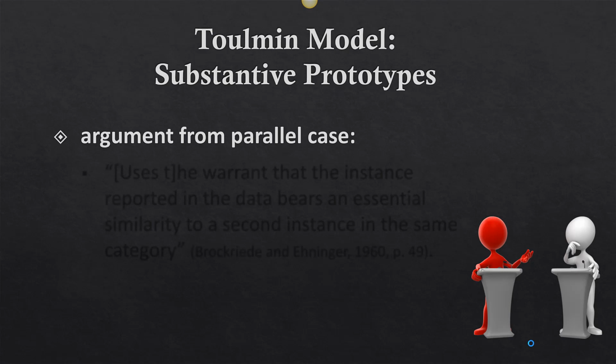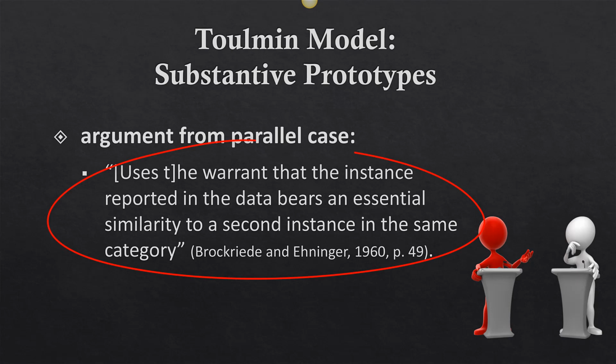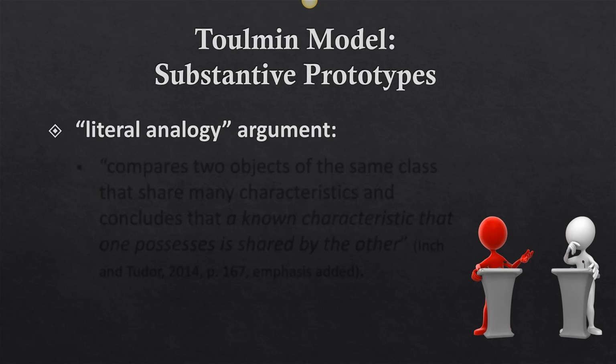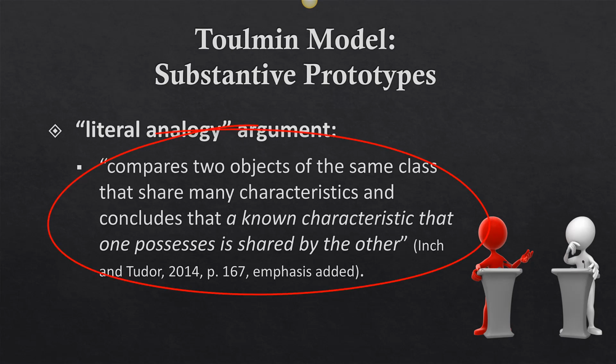According to Brockriede and Ehninger, in an argument from parallel case, the arguer uses the warrant that the instance reported in the data bears an essential similarity to a second instance in the same category. Argument from parallel case is referred to in Inch and Tudor's textbook on argument as a literal analogy. It compares two objects of the same class that share many characteristics and concludes that a known characteristic that one possesses is shared by the other.